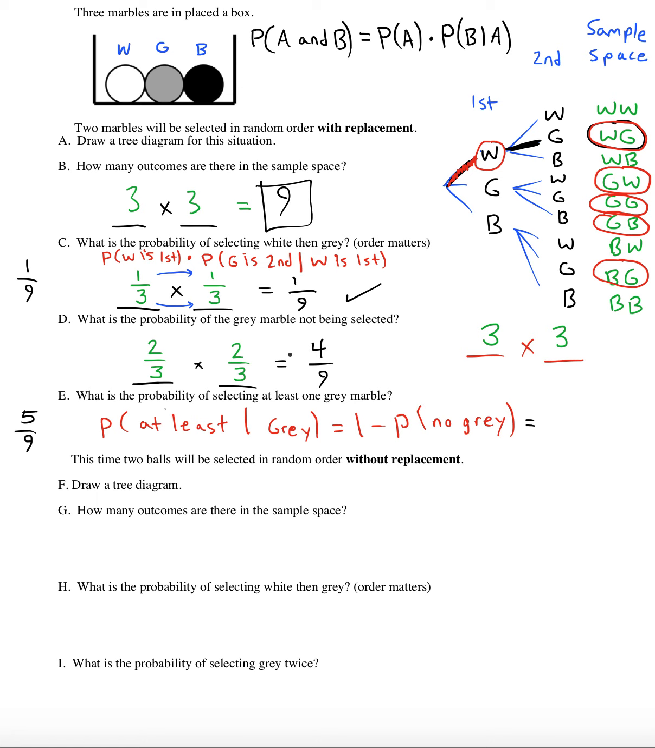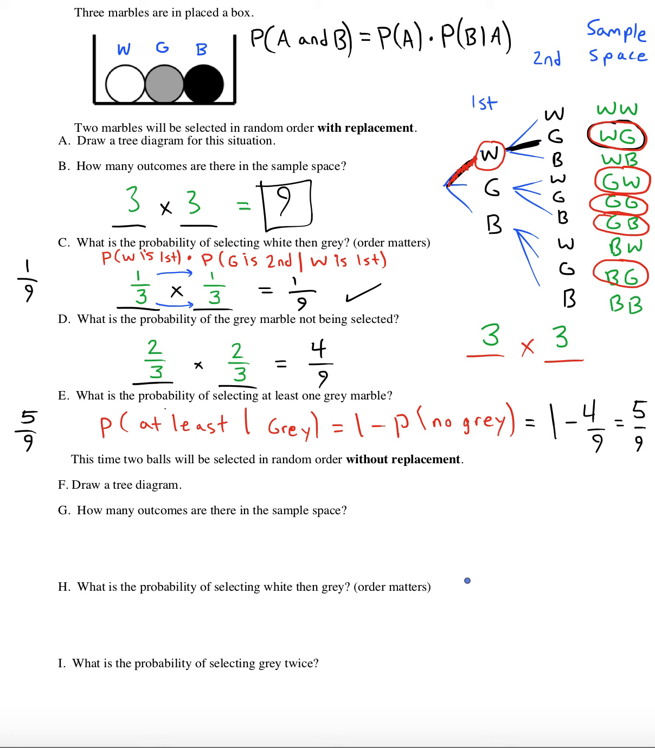So we had already found the probability of no gray above. We just got to do 1 minus 4/9. That'll give us the 5/9. But notice that that process could be applied even if our tree was really large. We wouldn't have to actually count the outcomes. We just have to use the multiplication rule to find the probability of no gray and then do our 1 minus to find the probability of at least 1 gray.